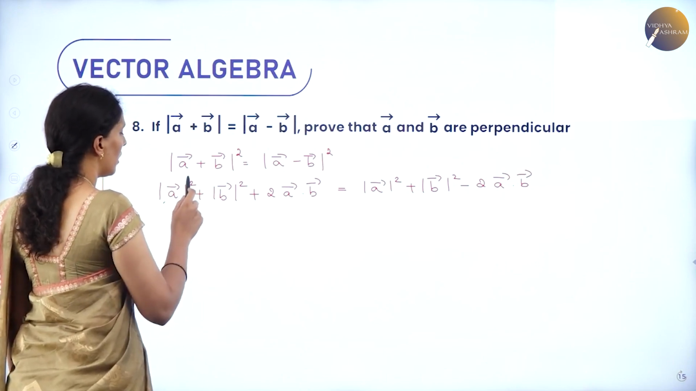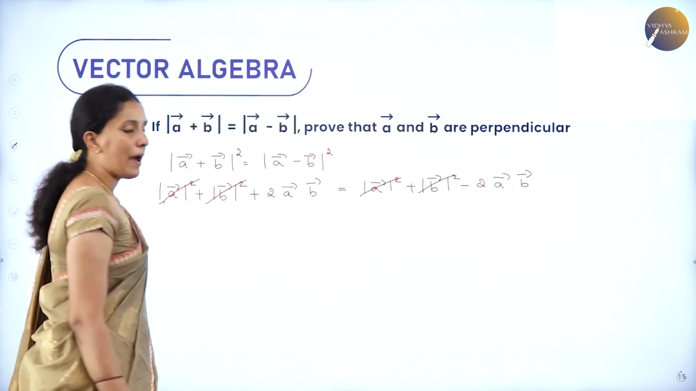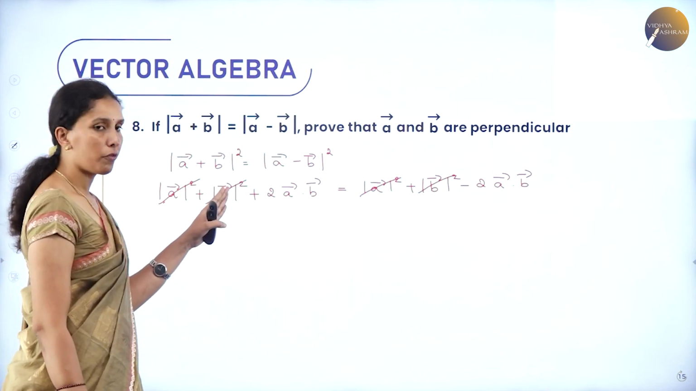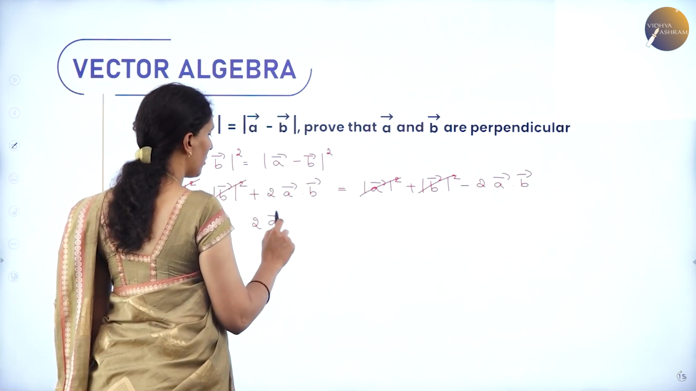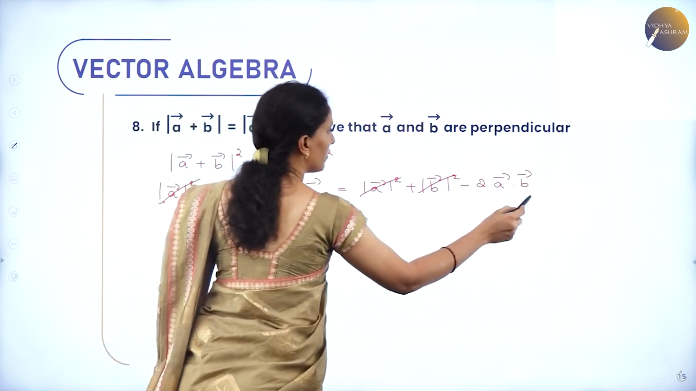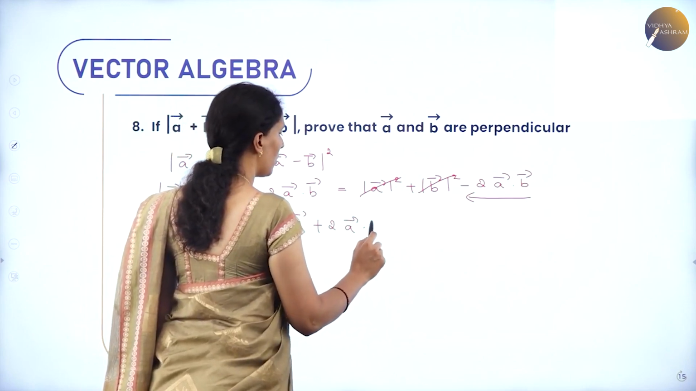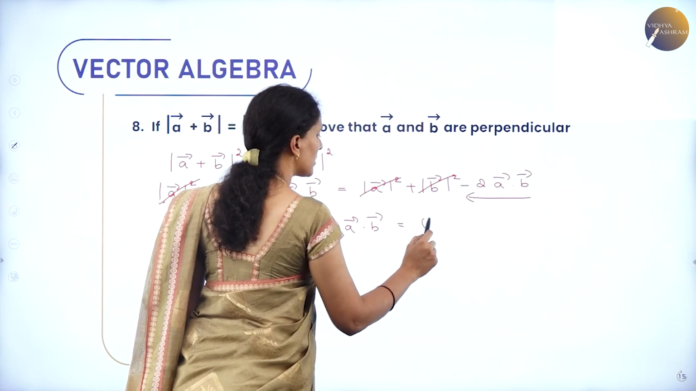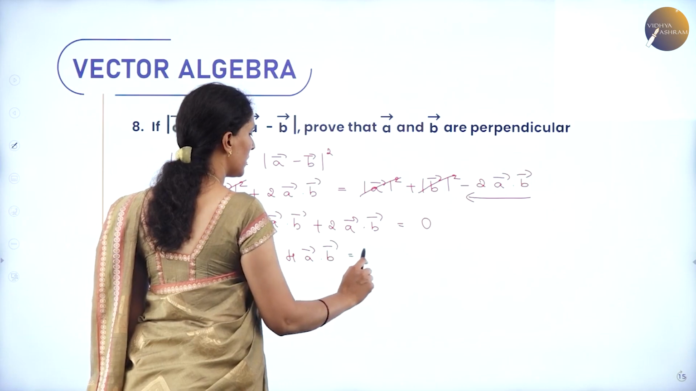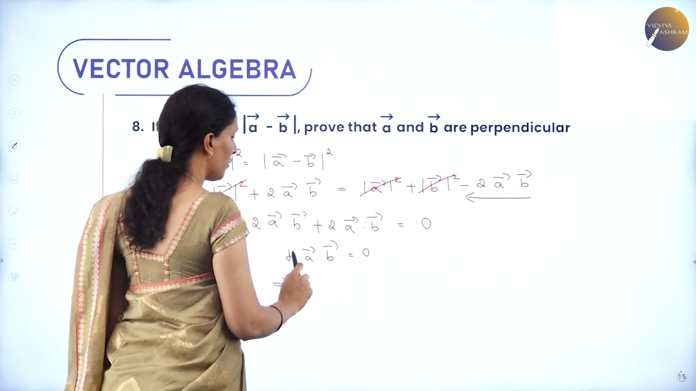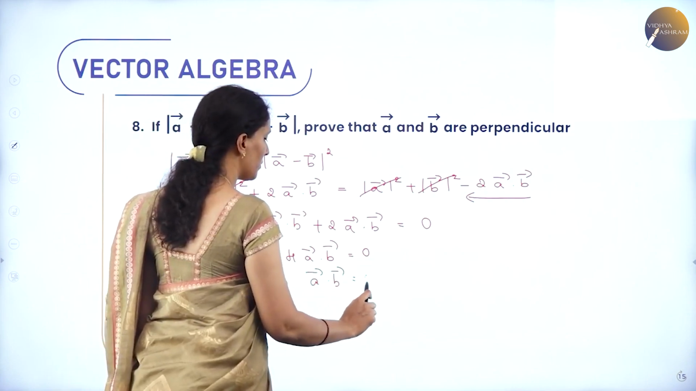Now here we can cancel magnitude of A square and magnitude of B square on both sides. Here we have 2 times A dot B. I'll shift minus 2 A dot B to the left hand side. Again it is 2 times A dot B. So on the RHS the value is 0, which gives 4 times A dot B equal to 0. So this implies, since 4 cannot be equal to 0, A dot B is equal to 0.